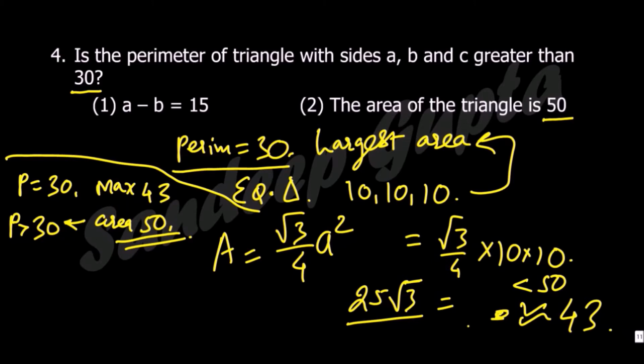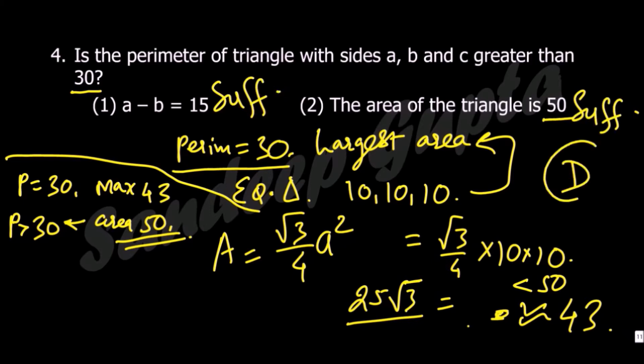But if the area of the triangle is 50, then there is a sure short conclusion that the perimeter will have to be greater than 30. So even this statement is sufficient. This statement is anyway sufficient. So the answer finally is D.